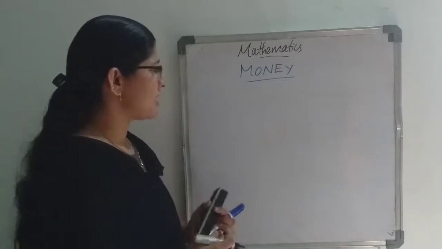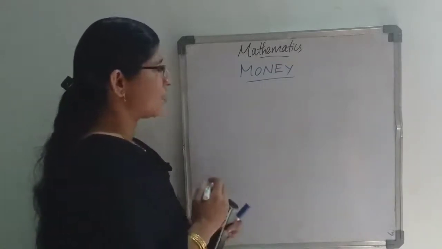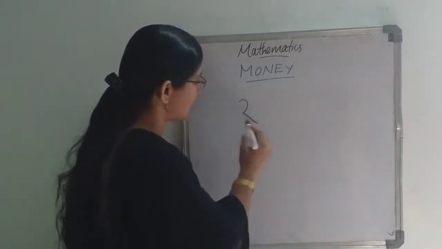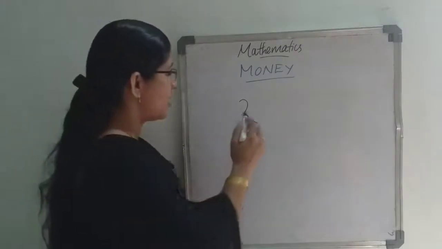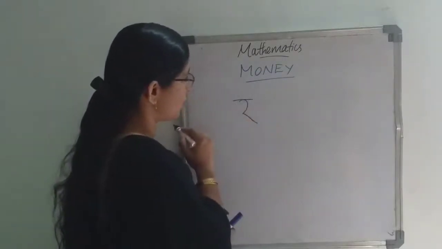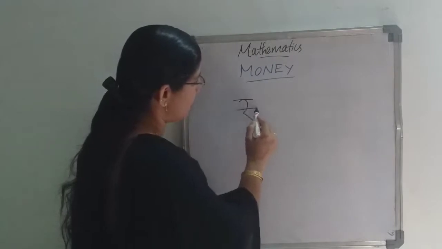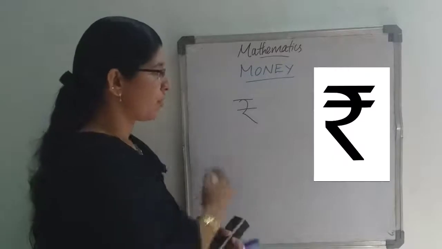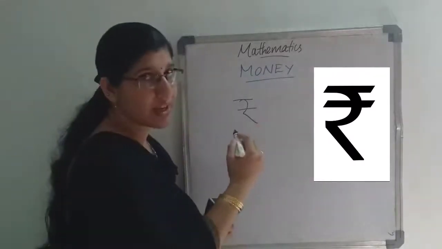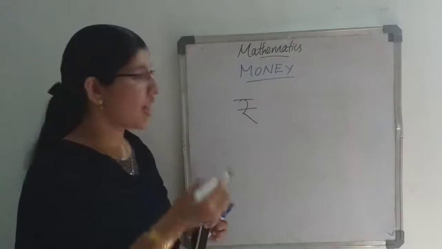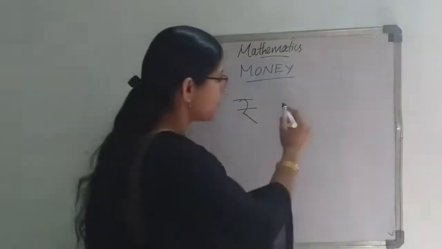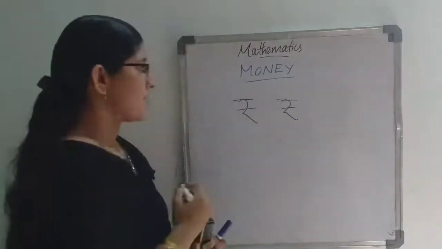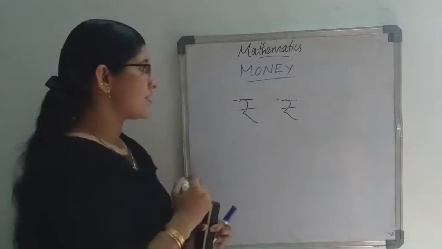Actually, before starting this money chapter, we need to know the symbol. So you know how to write Ra in Hindi, isn't it? This is Ra in Hindi. You have to draw one line above. This is the symbol of the rupee. Once again, you have to study how to draw this, okay? Because whenever we are writing rupees, you have to put this symbol. In Hindi you write Ra like this, and one more stroke you need to do like that. So this is the rupee symbol.